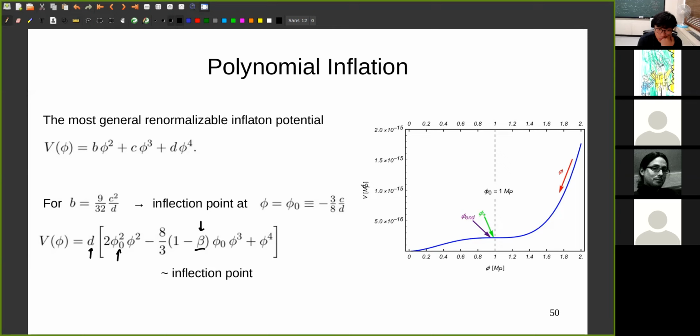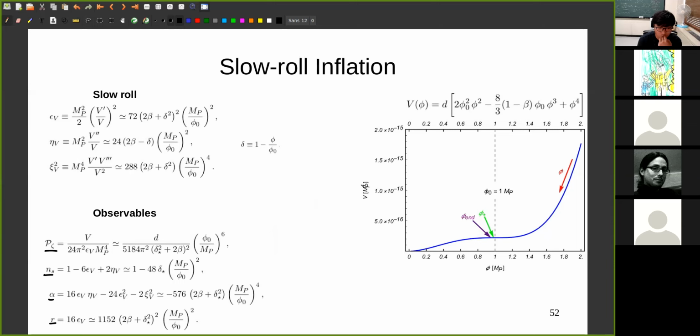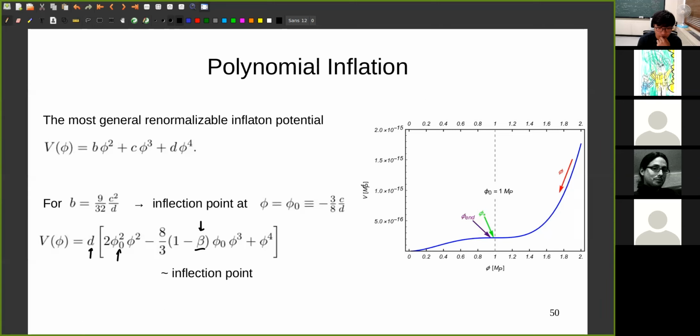But this beta is very small. Yes, I don't have the numbers for how small it has to be, but it cannot be 0. I see. It's hard. It would be much more elegant having an exact inflection point, but yeah.